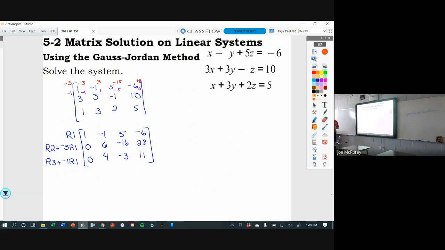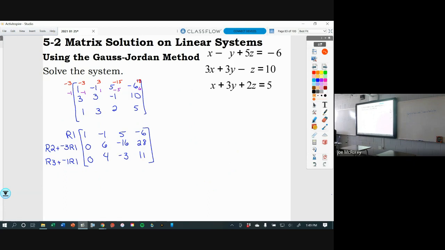Okay, are we happy with column 1? Yeah, column 1 looks good. Now move to column 2. I need to turn that 6 into a 1. Or if you wanted to, you could actually swap these rows and turn that 4 into a 1. Looking at this problem, there's no advantage either way. So the way it is, I would leave it like it is.